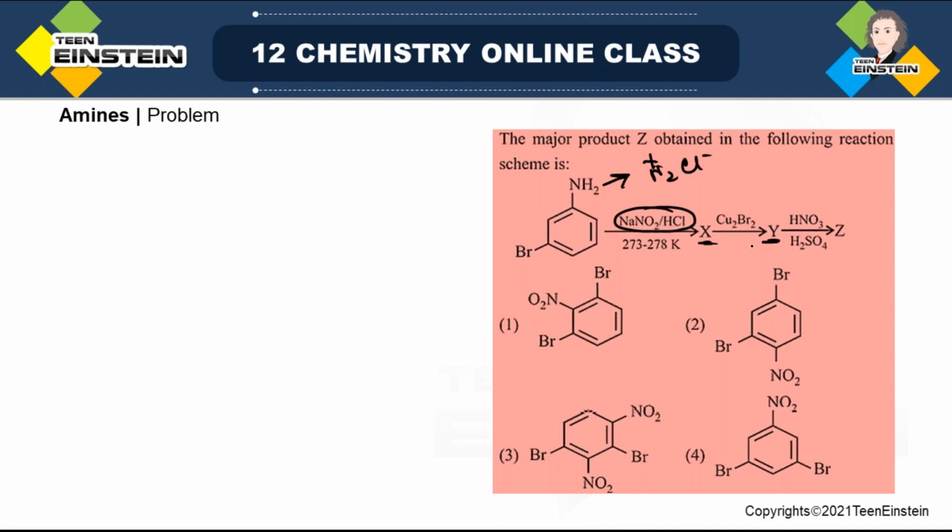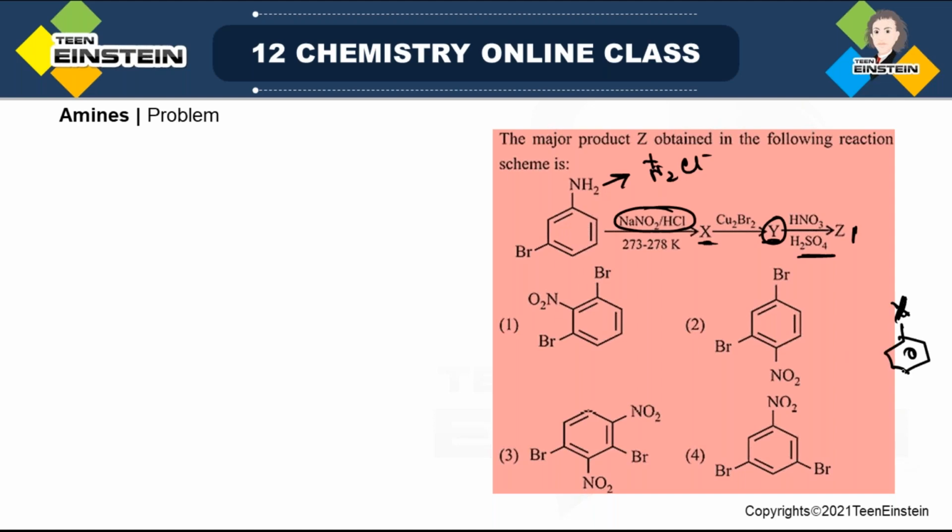So now it is converted to Br. That means N2+ Cl- will be converted to Br, so 2 Br groups. And then finally, you are using nitrating mixture and you are getting Z. So you have to recognize the molecule Z. As it is diazotization first, and then you are using Cu2Br2, molecule Y should be 1,3-dibromobenzene or meta-dibromobenzene.